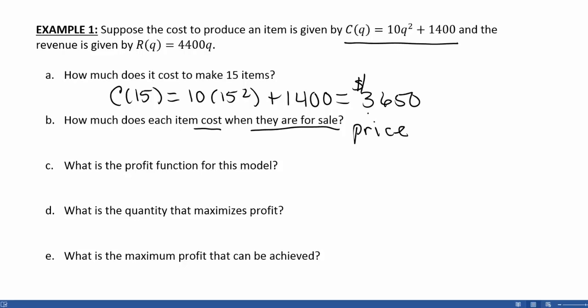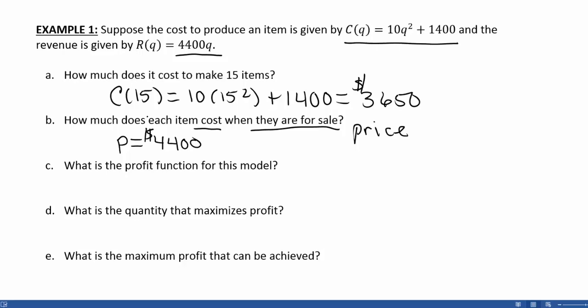Well, remember that price shows up as part of the revenue equation. Revenue is price times quantity. So taking a peek at our revenue equation here, we have 4,400Q. Knowing that revenue is price times quantity, that means that my price here is $4,400. So whatever this item is that I'm making and selling, I'm selling it for $4,400.